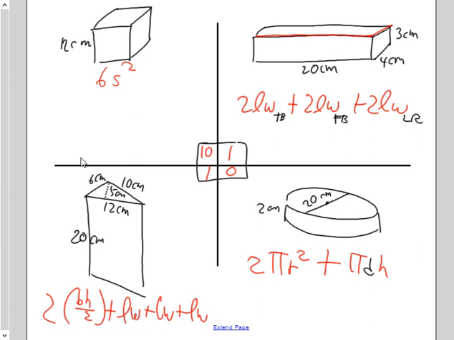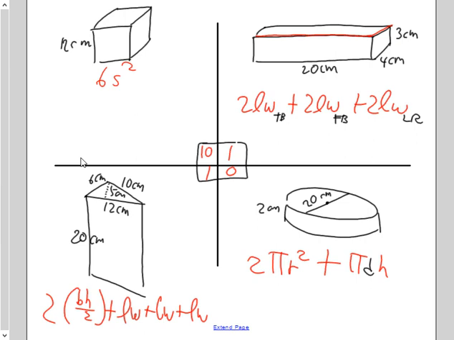Okay, today is Monday, March 9th, 2020. We're working on our final review of using formulas and nets to calculate the surface area of 4 different types of prisms. So here we have 4 questions. We have a cube, a rectangular prism, a triangular prism, and a cylinder.